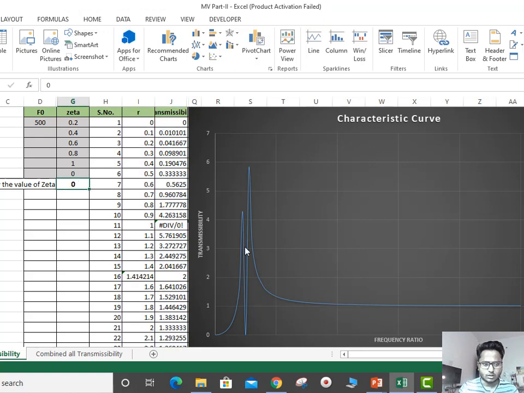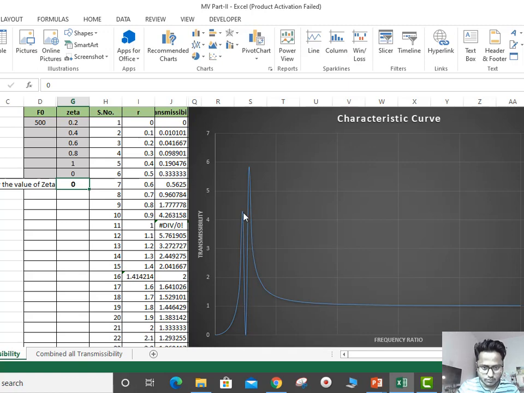Now this curve is for zeta equals 0. At zeta equals 0 and putting r equals 1, the value of transmissibility will be infinite, something divided by 0, which equals infinity, but Excel is not able to show the value at infinity.